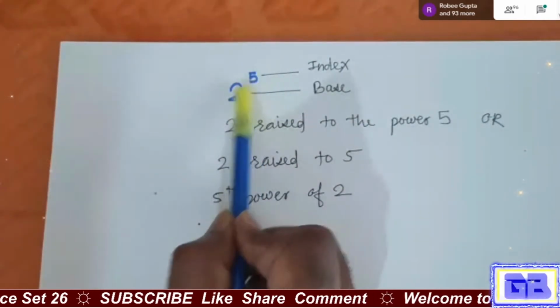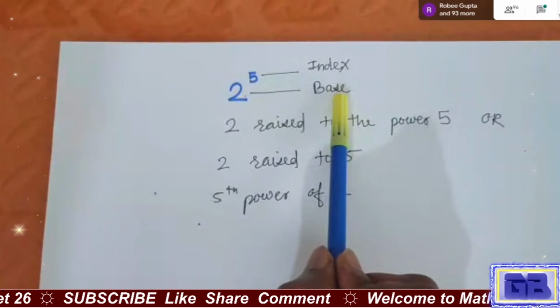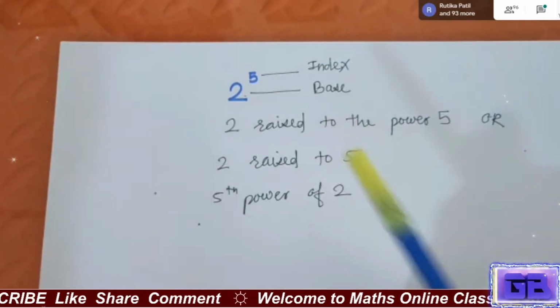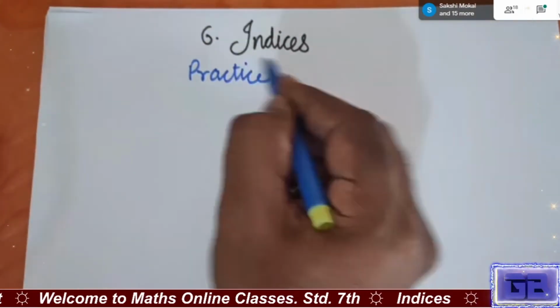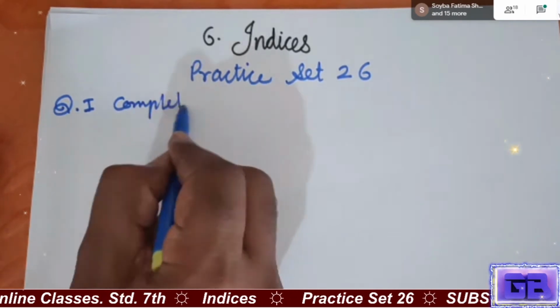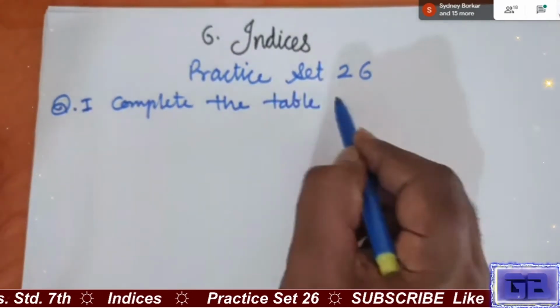Understand this example, you remember. So Madari is base and monkey is index. Got it? Practice set 26. Question number 1. Complete the table below.